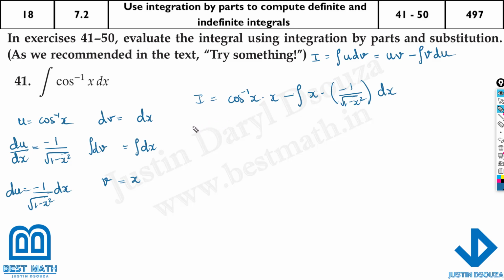So let us try solving this here. If you look carefully, what is happening? This minus sign can be taken out. The left side is done: x cos inverse x, plus integral. This x can be multiplied up over here. What happens is you will get x divided by square root 1 minus x squared dx.